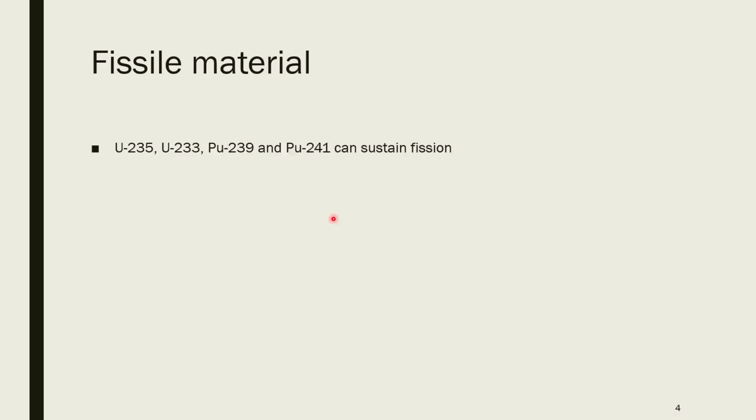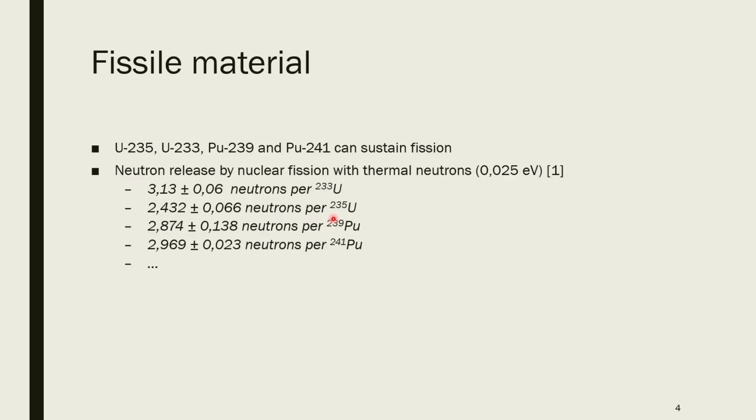Fissile material includes the following radionuclides: uranium-235, which is enriched from natural uranium, uranium-233, which is bred from thorium-232, plutonium-239, which is bred from uranium-238, and plutonium-241. They can sustain fission. If you look at the neutrons released by nuclear fission with thermal neutrons, so the neutrons have a kinetic energy of 0.025 electron volts, you can see that the uranium-233 on average releases the most number of neutrons, but also a very hot candidate is the plutonium-241.